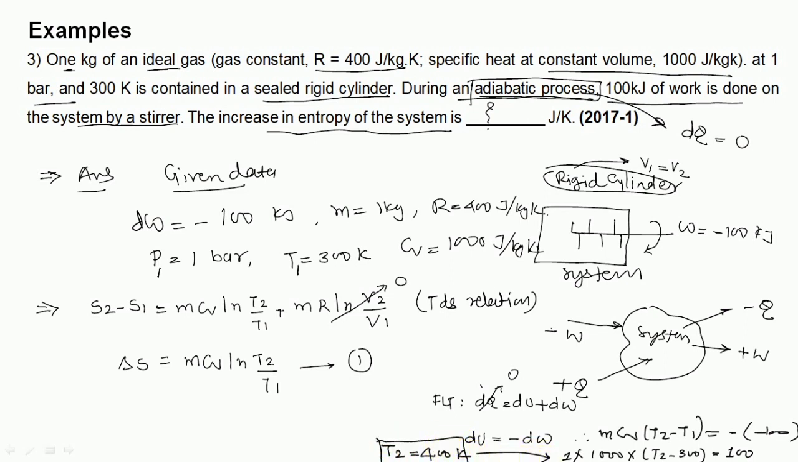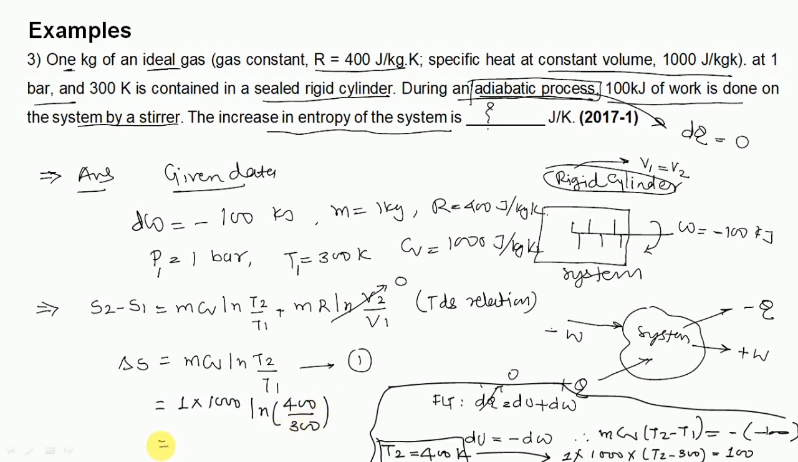Okay, so here it's very simple. This part you need to understand. Now we want to find the delta S. So mass is 1 kg, Cv specific heat is 1000, ln T2 we have 400, and T1 we had 300. Put the value and calculate it. So try to calculate it.